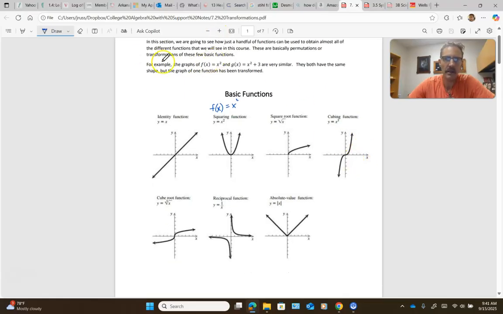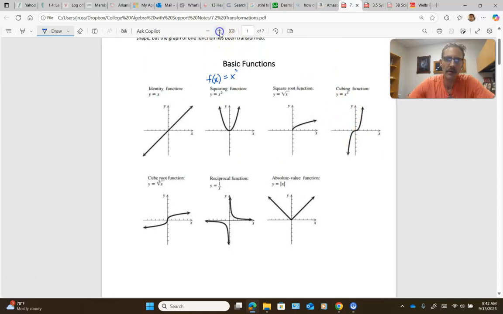Look right here. So for example, the graphs of f of x equals x squared and g of x equals x squared plus 3 are very similar. Well, we saw that. They're both parabolas because they're both quadratic. One is just shifted up 3 units.